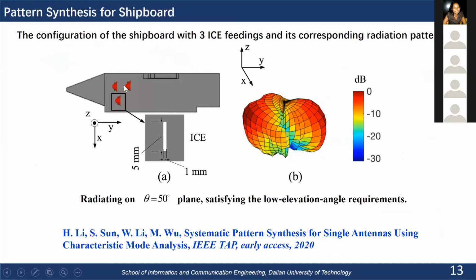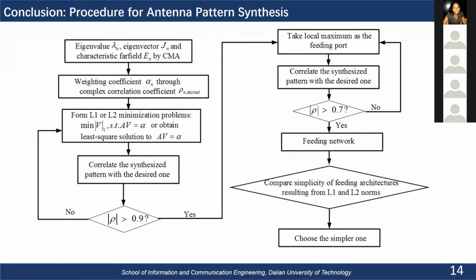Of course, its feeding networks are also needed, and we use the ICE element to feed the antenna, and this is the radiation pattern we got. So from this shipboard antenna, we can use 3 feeding positions to achieve the main radiation on the theta equals 50-degree plane, which well satisfies the low elevation angle requirement. And this pattern synthesis work has been published in early access in TAP in 2020. So I just use a picture to conclude my talk.